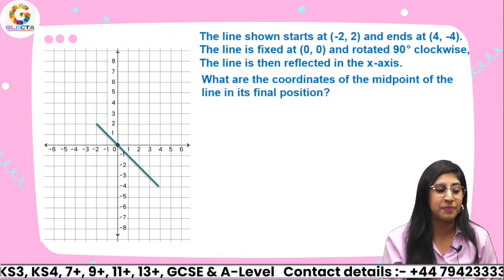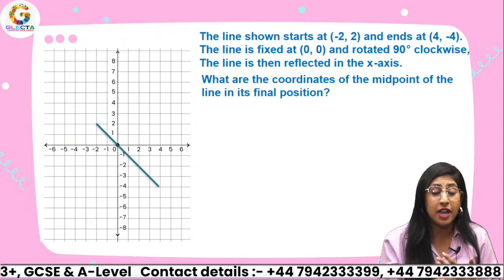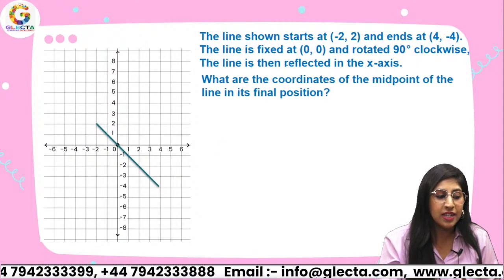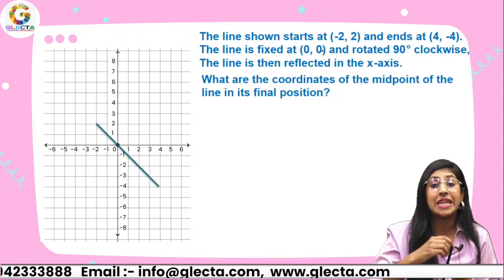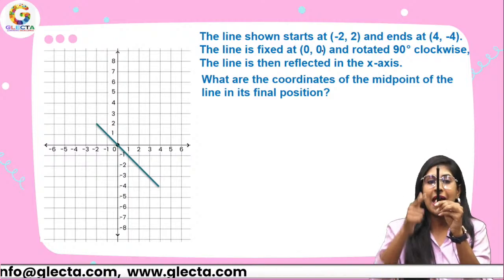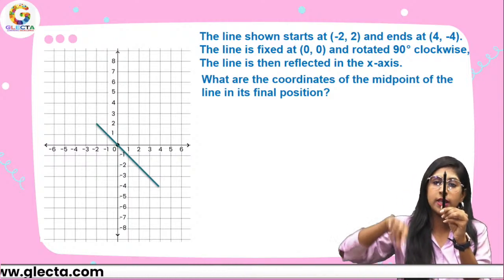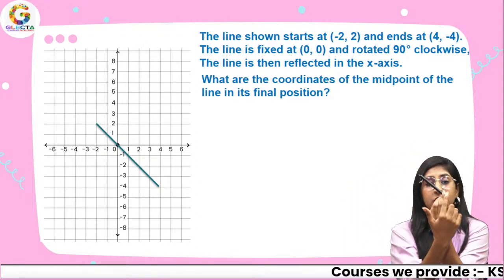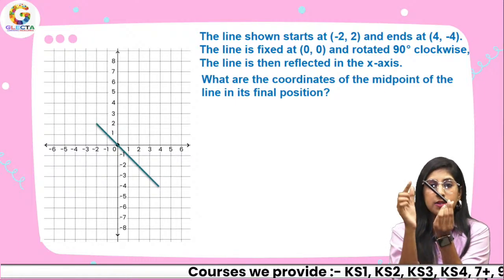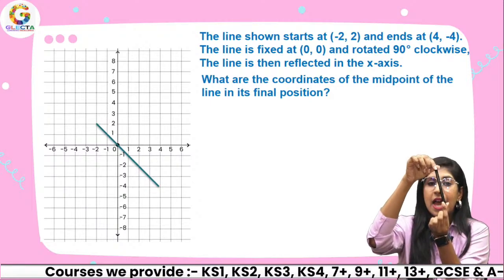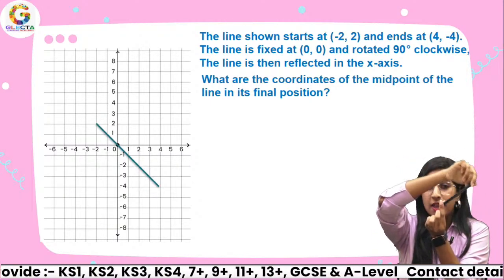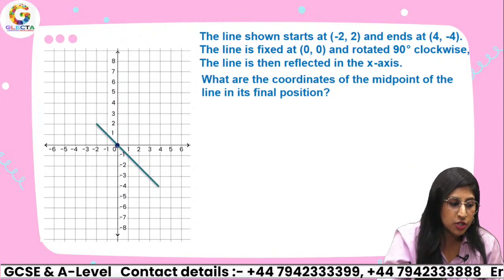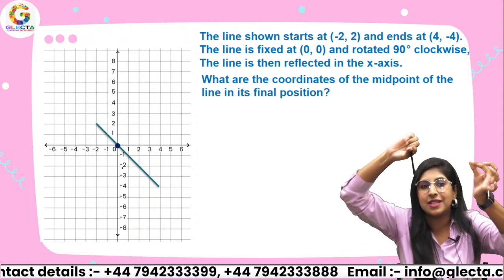Over here, question. The line shown starts at -2, 2 and ends at 4, -4. The line is fixed at 0, 0 and rotated 90 degrees clockwise. Now imagine this as a pen. If you are rotating it clockwise, that means just this way. Like it was vertical and I have rotated it. I've kept this point as the center, right? 0, 0. I'm keeping my hand fixed, and along with this fixed hand, I'm rotating this pen, right? This is fixed. So similarly, 0, 0 is just fixed over here, and I'm going to rotate this entire line.